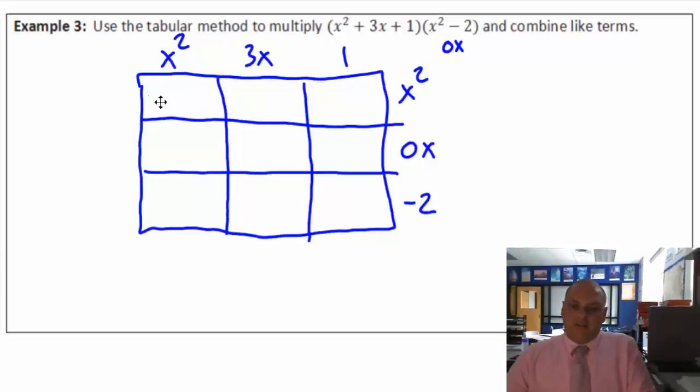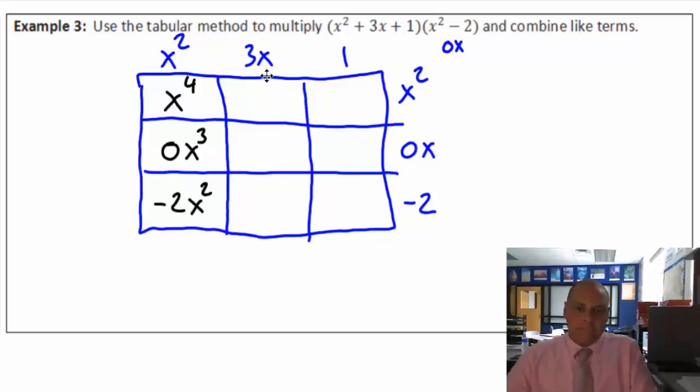So x squared times x squared, x to the 4th. Let's go down. x squared times 0x, 0x to the 3rd. x squared times negative 2, negative 2x squared. 3x times x squared, 3x to the 3rd. 3x times 0x, 0x squared. 3x times negative 2, negative 6x. 1 times x squared, 1 times 0x, 1 times negative 2.